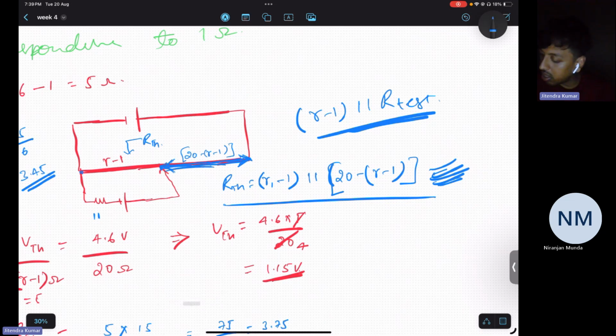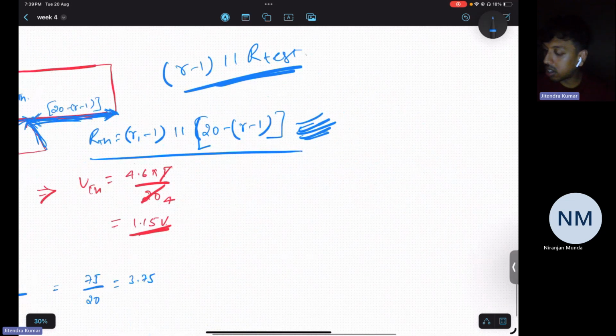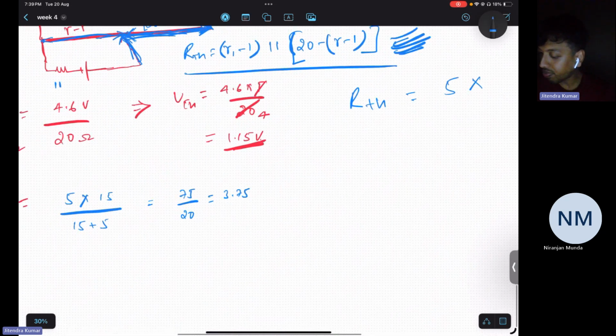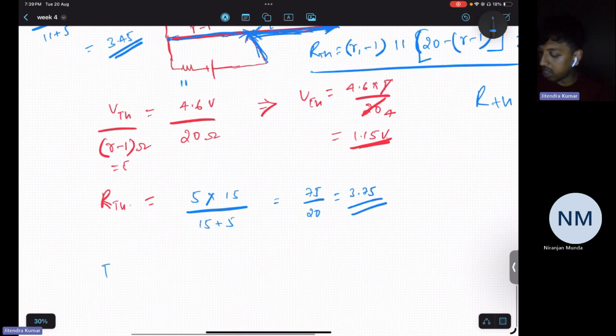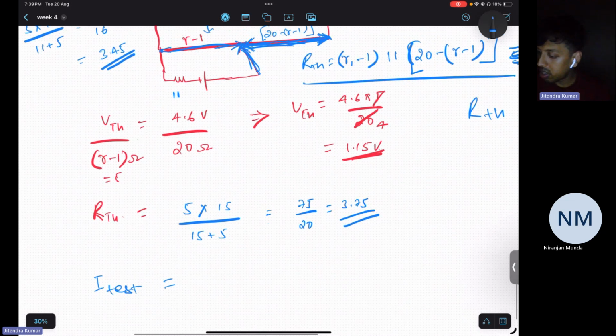Okay, because this is also parallel here, corresponding to this, because one pointer, one jockey, is here. For this question, we will get R minus 1 as 5 into 15 divided by 15 plus 5. We have already calculated 3.75. Right. So this will be your answer for RTH. Now we need to calculate the I test current, and it is point.